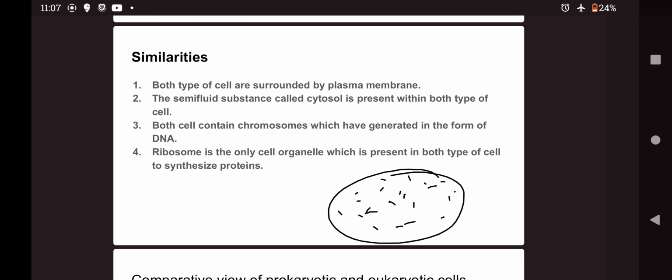Both cells contain chromosomes, that is, both have their own genetic material. In eukaryotic cells, obviously it is present inside the nucleus, but both have their own genetic material. And the single cell organelle which is present in both prokaryotic and eukaryotic cell is the ribosome, which is mainly responsible for the synthesis of protein. This is the only organelle which is present in both prokaryotic cell and eukaryotic cell.